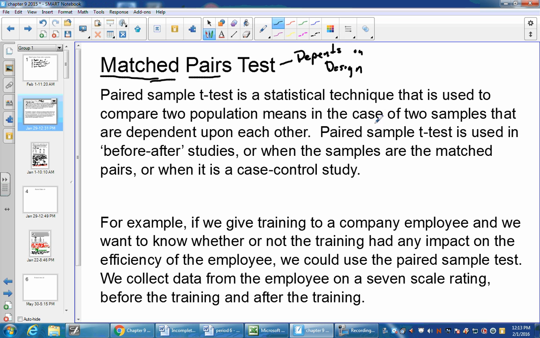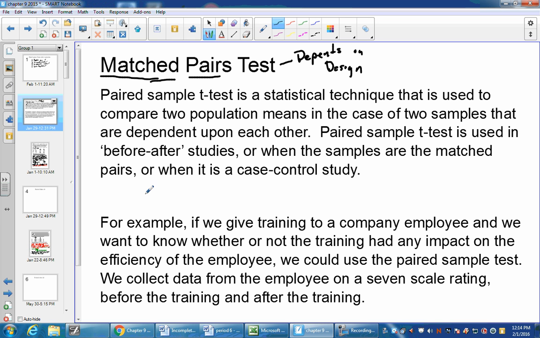Now, sometimes we do a before and after study. A before and after study is you get tested before something happens, you get tested after something happens, and you compare the difference of those. Sometimes it's a matched pairs where you find two people that are very similar. They have many similar characteristics, and one of them randomly gets the treatment and the other one gets control. And we just subtract their differences to see how they do in the experiment.